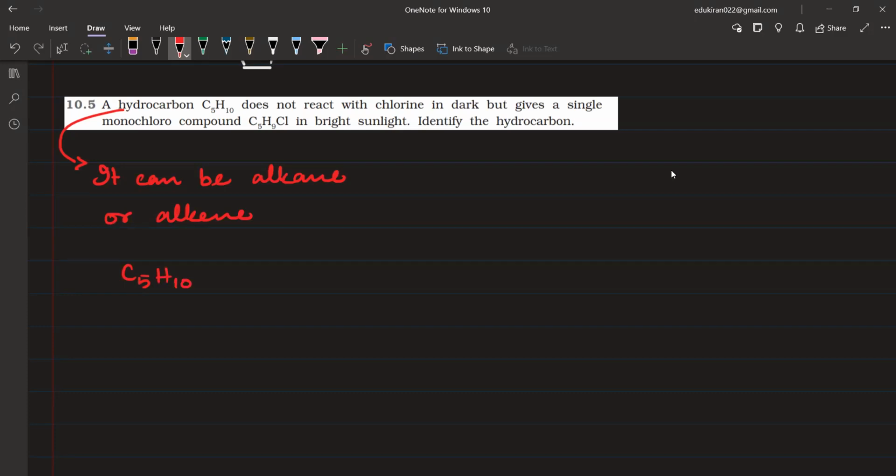It is saying it does not react with chlorine. If I react this with chlorine, Cl2, in dark, it is not going to show any reaction. This will give me no reaction. Correct? This will give me no reaction.